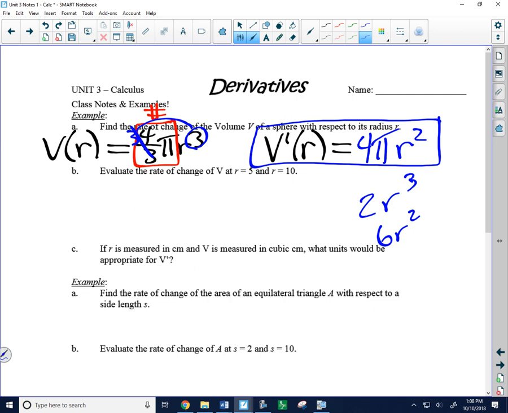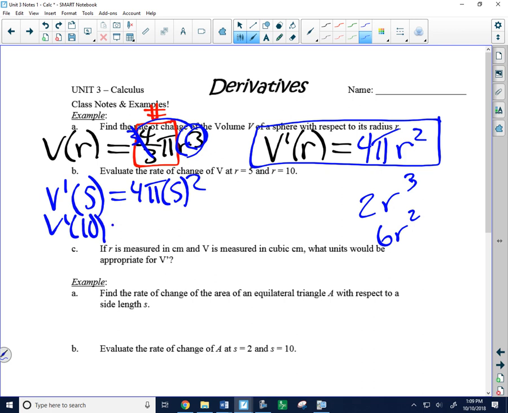The only thing that might be tricky there is saying, all right, the 3, well, that's all a number. Pi just stays out front, right? This is the constant multiple rule. You can do the derivative of r cubed, and the numbers just stay out front, and that's it. Let's see, evaluate the rate of change. So V prime, we already have it, at a radius of 5 and 10. So all I want is to plug in 5 and then plug in 10. This is setting something up.